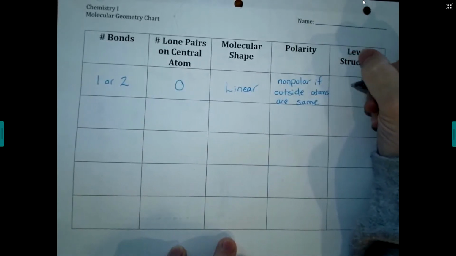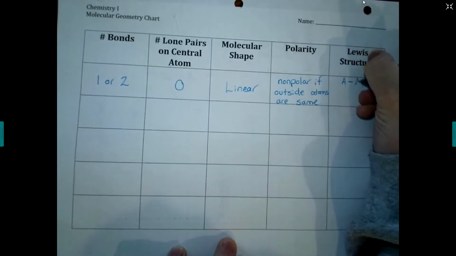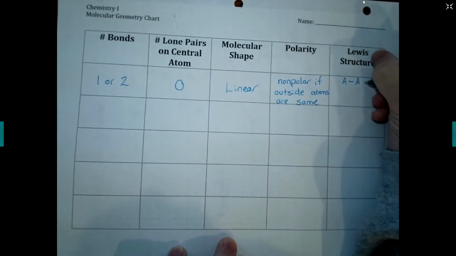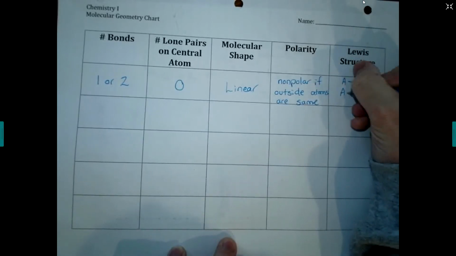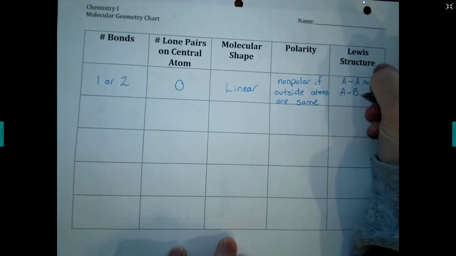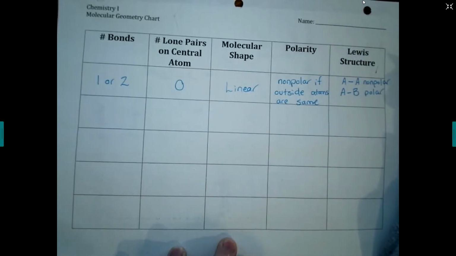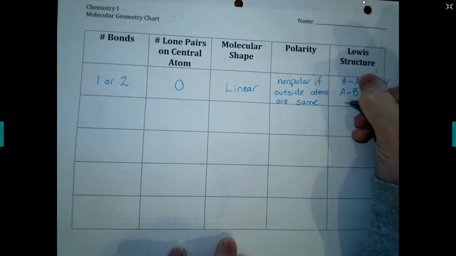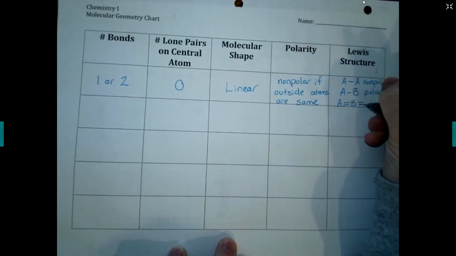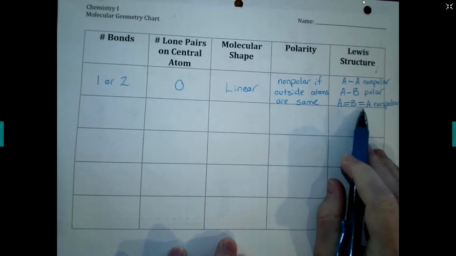So if you have, I'm just going to use AB as my example, 2 A's bonded together, that's nonpolar. If you have A, B, that's 2 different atoms, that's going to be polar. And then if you have a molecule like we saw with CO2, where the outside atoms are the same, that will be nonpolar. Notice that these are double bonds in this example.